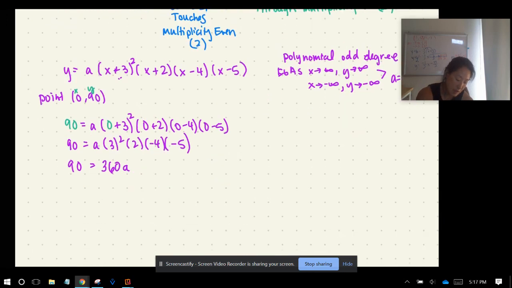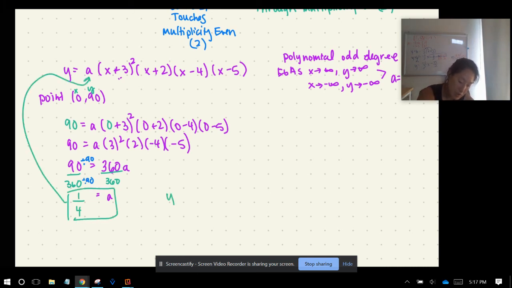360a. I will divide by 360 on both sides. I simplify by dividing out 90 from the top and the bottom, giving me 1 over 4. So that's my a value. I can go ahead and plug it in. So the equation is going to be y is equal to positive 1/4 times (x plus 3) squared times (x plus 2) times (x minus 4) times (x minus 5).